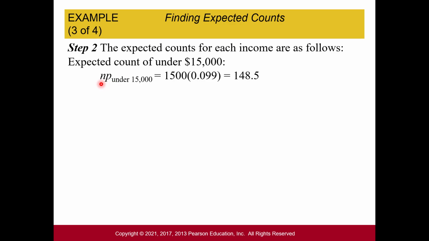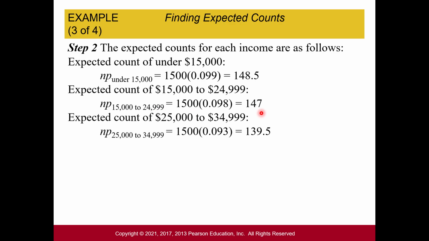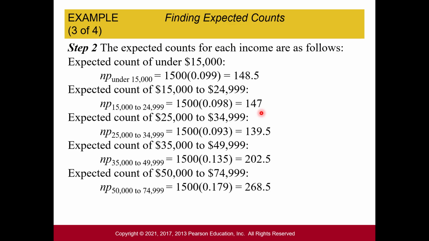For the first one, it was our sample size 1,500 times our probability for under $15,000 of income, which is 0.099, and we get 148.5. So that's our expected count value. And then we just do this for each of the outcomes. For the next one, 1,500 times the probability that the income is between 15,000 and 24,999, we get 147 as the expected count. So we can keep doing this for each of our outcomes.